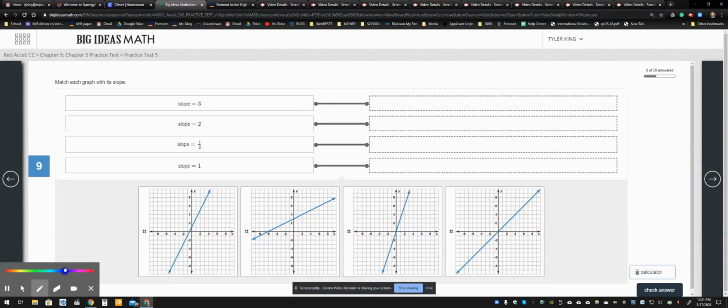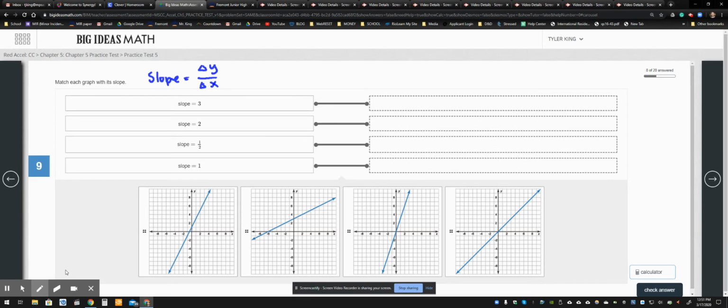Okay, so taking over this, we're talking about slope. We want to remember a couple things about slope. Slope is equal to the change in y over the change in x, okay? It is our rate of change or how things are moving, okay? So looking at this, we're going to take a look at our first graph here, okay?